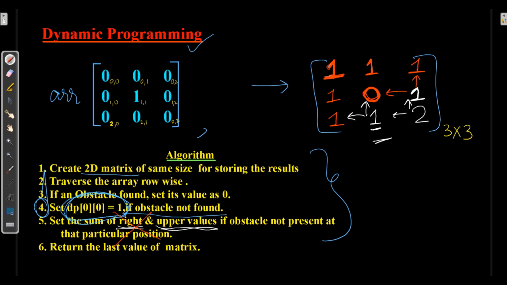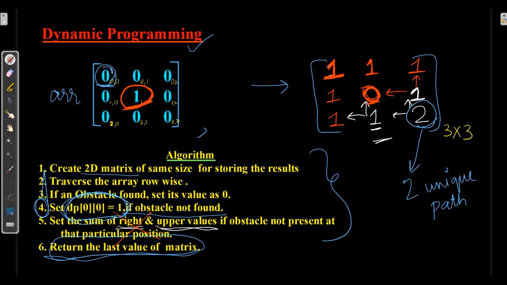But make sure if you get any obstacle there, you need not to calculate the sum. Then at the last, return the last value of the matrix, which is 2. So here there are 2 unique paths from 0, 0 to the last element of the matrix. So let's start writing the program for dynamic programming.